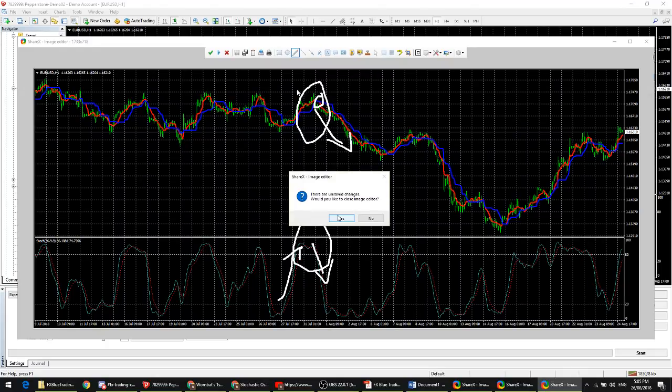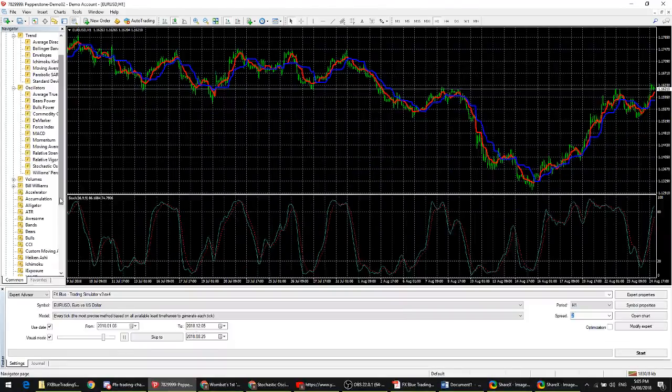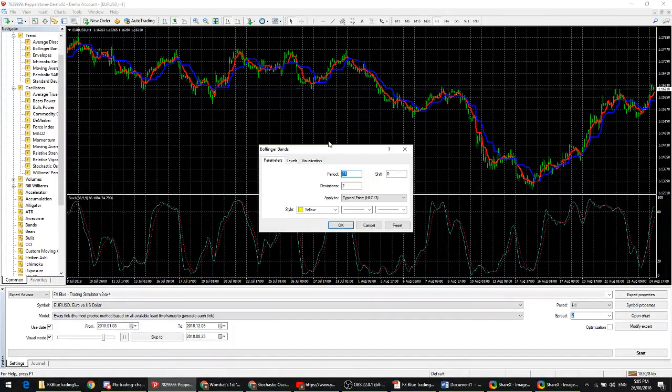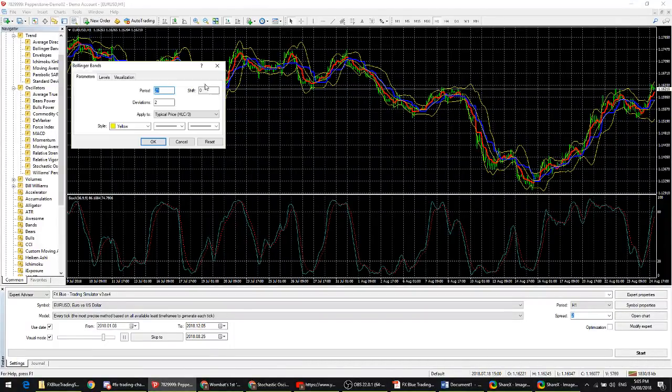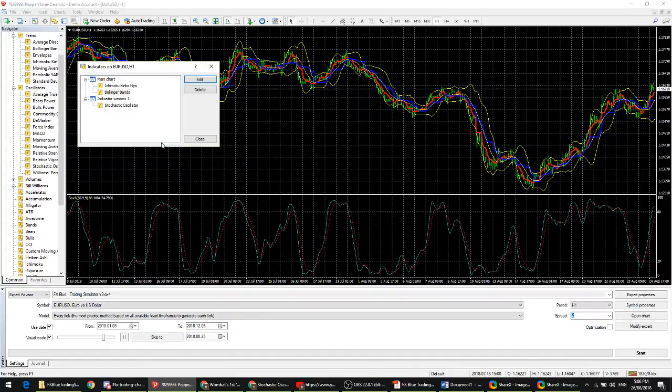Next up, we're going to use volatility. I like Bollinger Bands, because why not? So again, this is the standard Bollinger Band. On it goes. Let's bring it up. Again, we'll make that a bit thicker so you can see it.